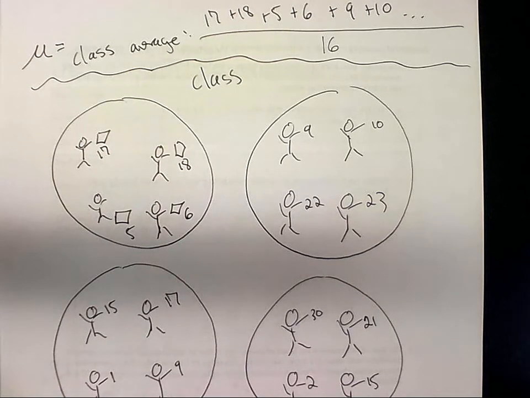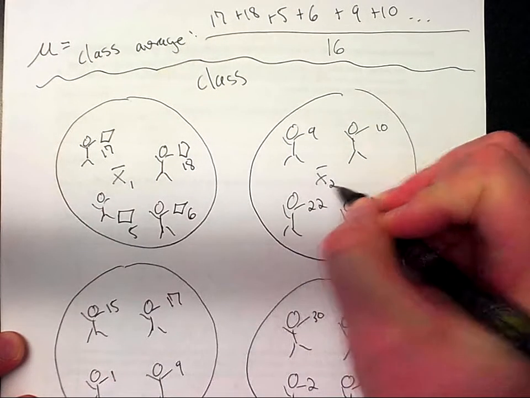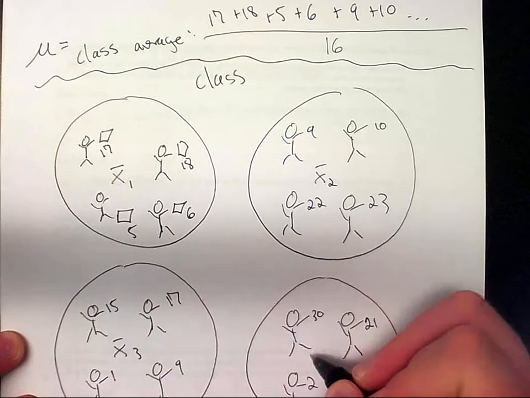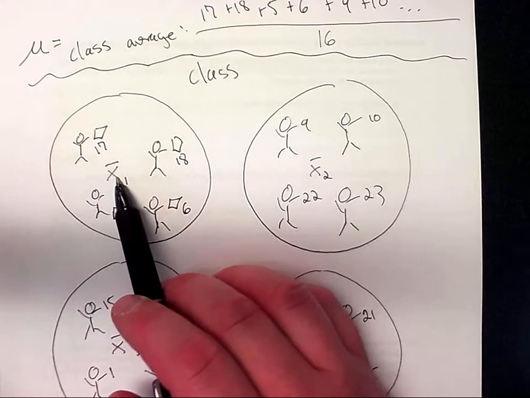Now what we can also do is take each group, and each group can tell us what their average is. So I'm going to call this group number 1, this group number 2, this group number 3, and this group number 4. And each group can now tell us their average. I'm not going to do this for all of them, obviously, but if we take 17 plus 18 plus 5 plus 6, and we divide that by 4, that's going to give us our group average, right? So each group's average, I'm going to call these numbers right here.